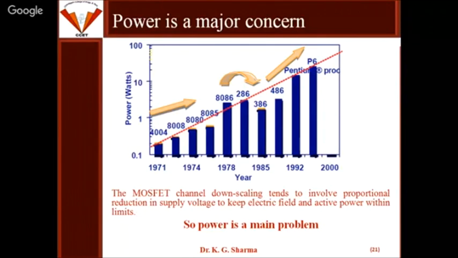Power is a major concern. If we talk about scaling, we are decreasing the size of the transistor, increasing the number of transistors in a chip, producing more functionality, and taking care of the scaling also. So in general we have the assumption that the power is also going down, but in turn, if you look at this graph year-wise, the power dissipation is also increasing.